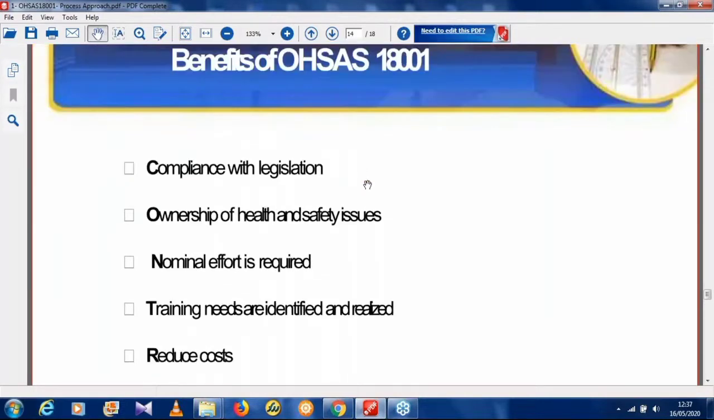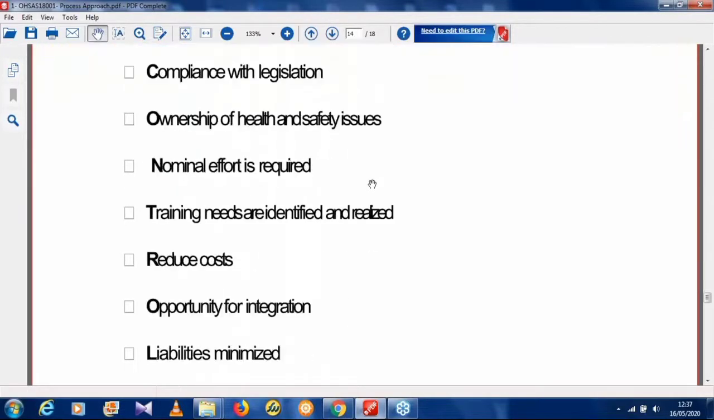All right. Now, for OHSAS 18001, it benefits first across. We use an acronym called CONTROL, because that's basically its function. Control. Number one is what? Compliance with legislation. If you are implementing OHSAS 18001, definitely you will be complying with the legal requirements of the organization and the government. All right. Now, ownership of health and safety issues. You are taking ownership of health and safety issues. You are taking responsibility.